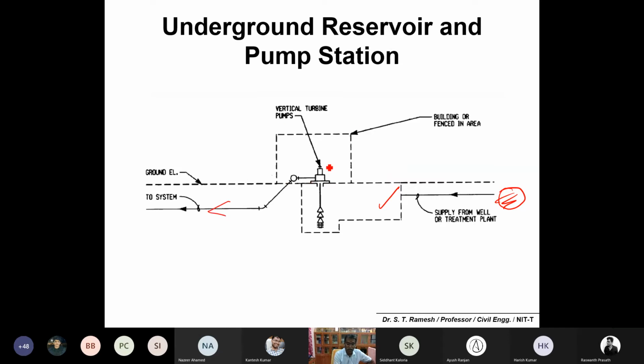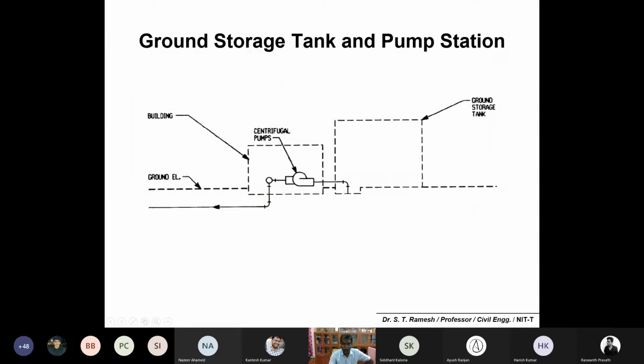These are vertical turbines or turbine pumps, and this is your building, a fenced-in area where somebody cannot enter. This is an underground reservoir and pumping station, and there could be a feasibility like this way also: ground storage pumping stations. In some cases you may go for above the ground as well. So it's a ground storage tank, and these are centrifugal pumps. Then you can supply to the consumers through this type of pumping.